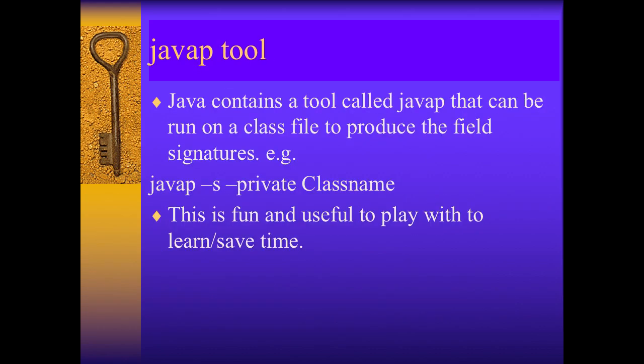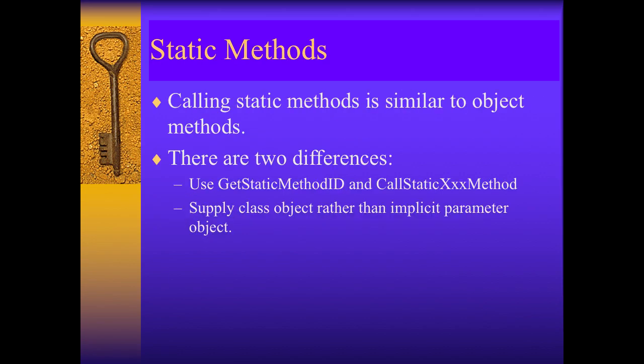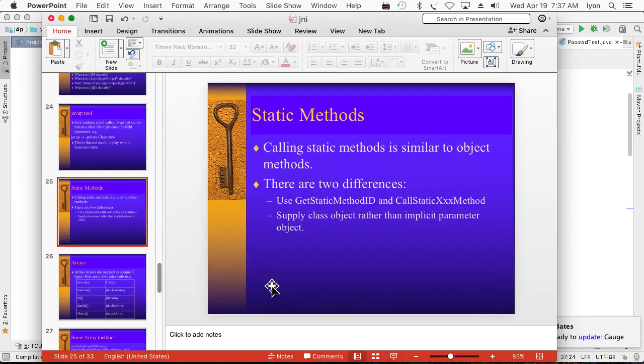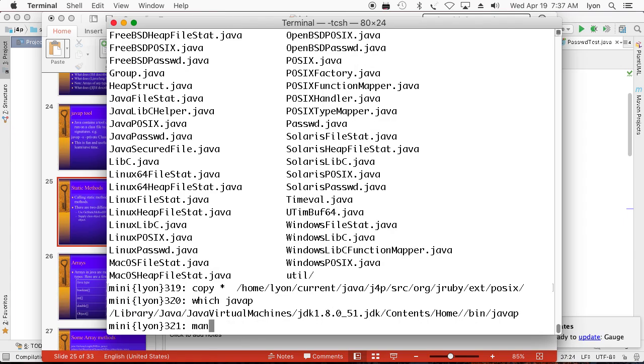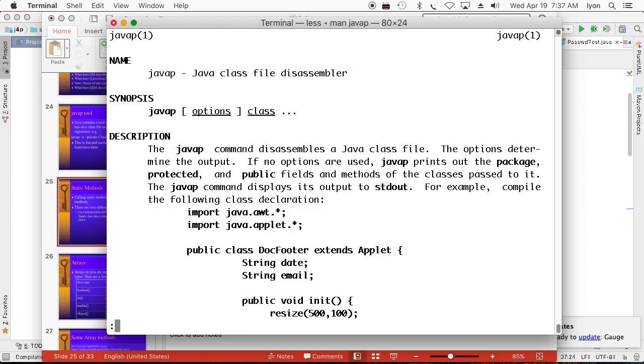javap is another tool that can produce field signatures. It's in the JDK, and there's a man page for javap, and you can use that to help you create some of your Java Native Interfaces. What I like to do in something like this is take a quick tour of the JDK and make sure that the javap program is available, and it is. You can type man javap, and you can see it's a class file disassembler.